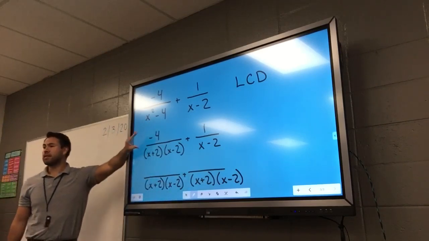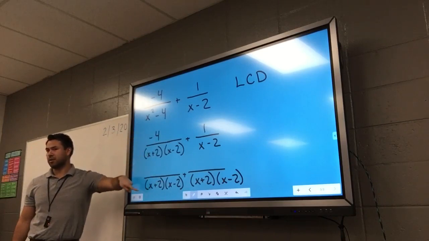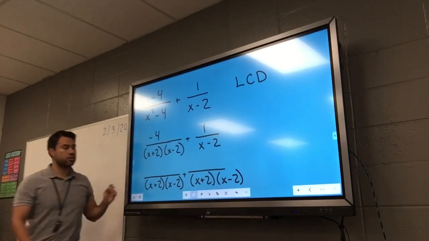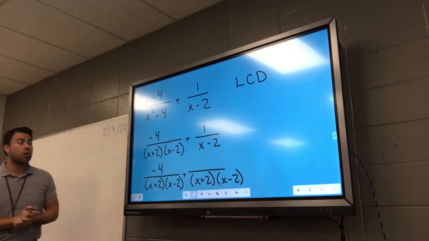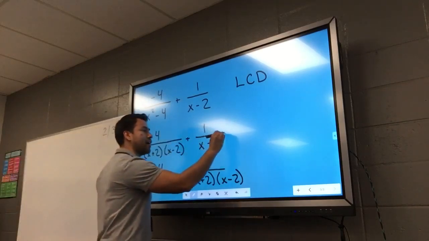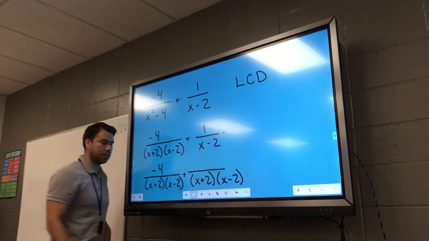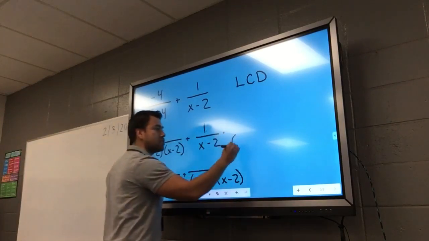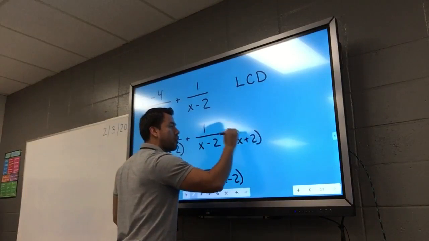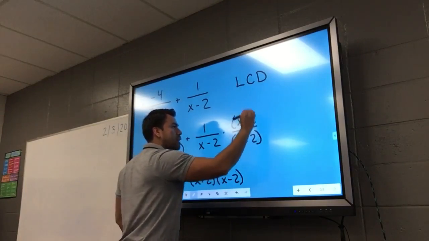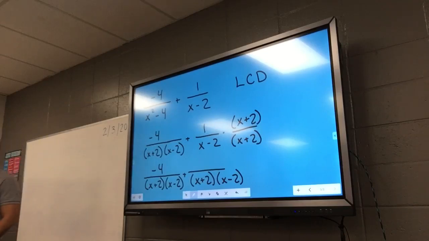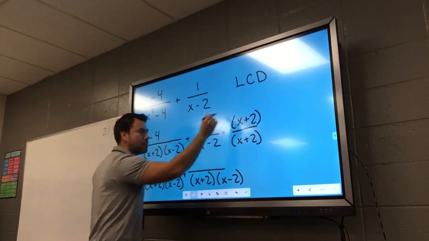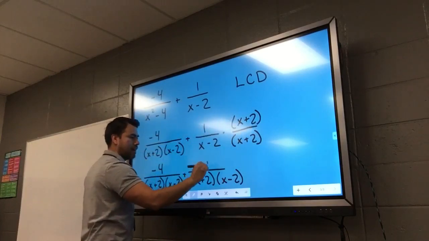What do I have to multiply the first fraction by to get that denominator? By 1, or you could say you don't have to multiply it, but here it stays the same. What should I multiply this fraction by to get that denominator? X plus 2 over x plus 2. What is x plus 2 over x plus 2? 1. So we're still using that property. And then what is 1 times x plus 2? X plus 2.